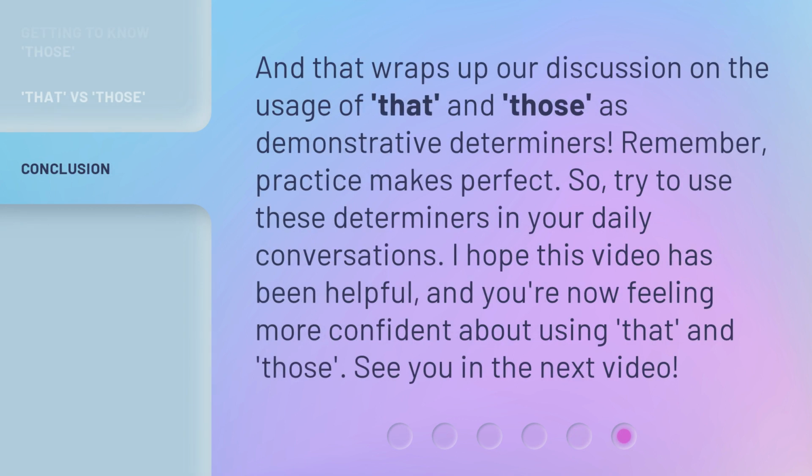And that wraps up our discussion on the usage of that and those as demonstrative determiners. Remember, practice makes perfect. So, try to use these determiners in your daily conversations.